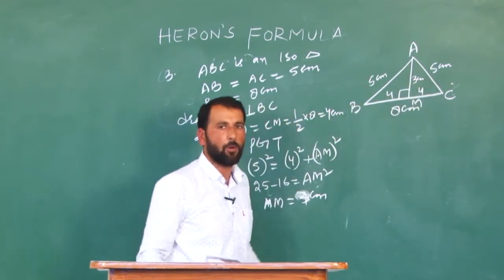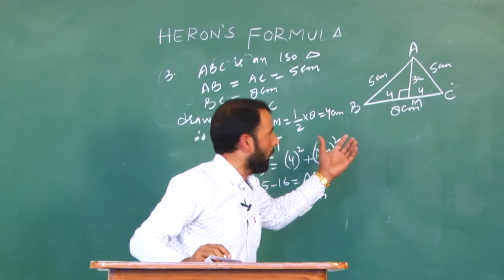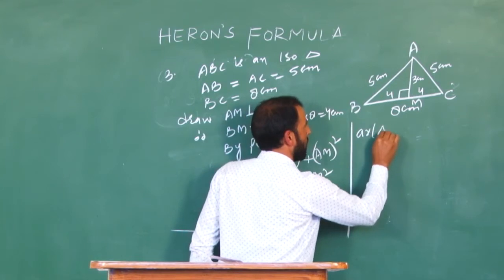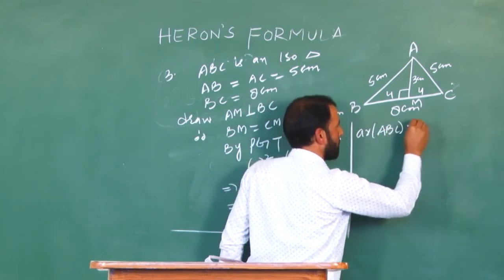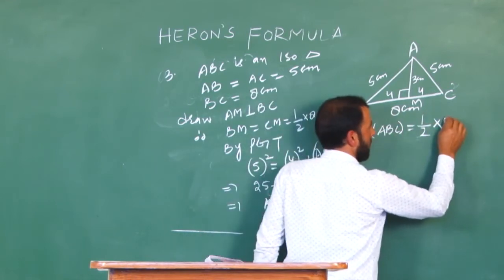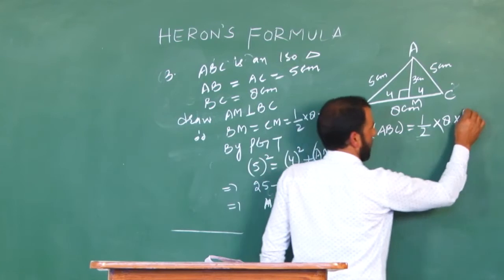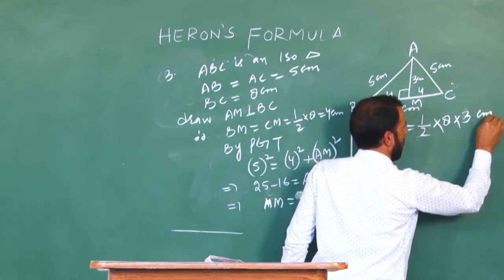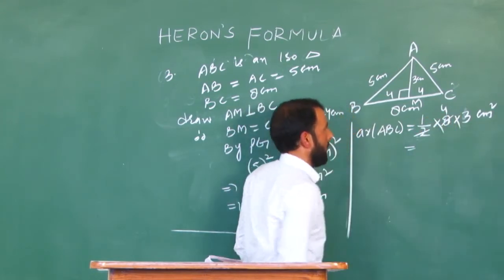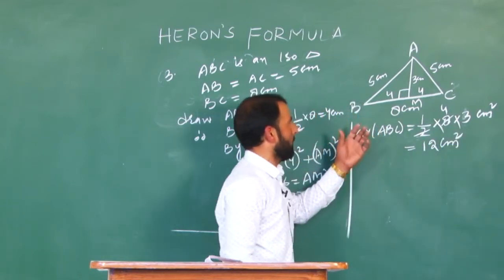Now after finding the height, we can use the formula 1/2 of base into altitude to find the area. The area of the isosceles triangle ABC is equal to the same formula, 1/2 into base. The base is the complete line segment BC, that is 8, and the altitude which we found, AM, that equals 3. So 3 centimeter, and the area is in square centimeter. That means 1/2 into 8 is 4, 4 into 3 is equal to 12 square centimeter is the area of the isosceles triangle.